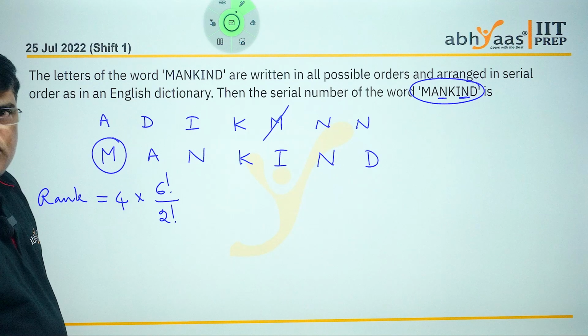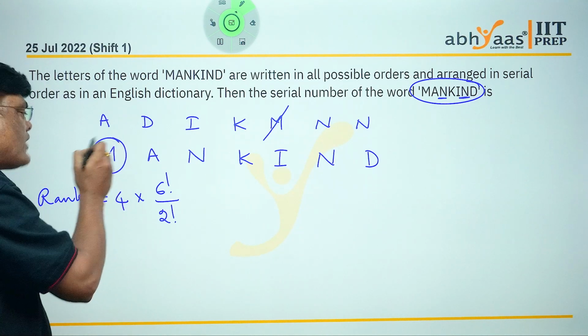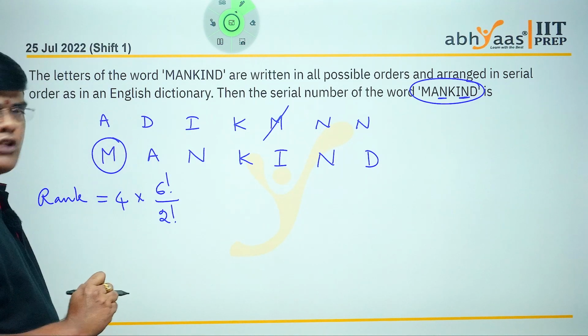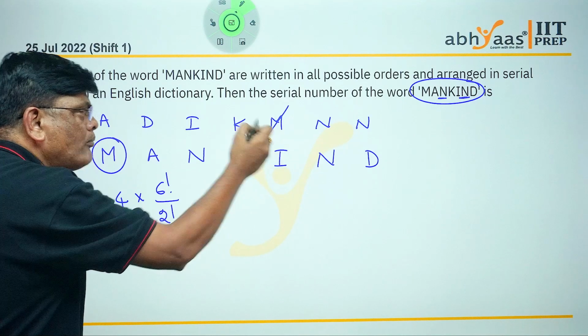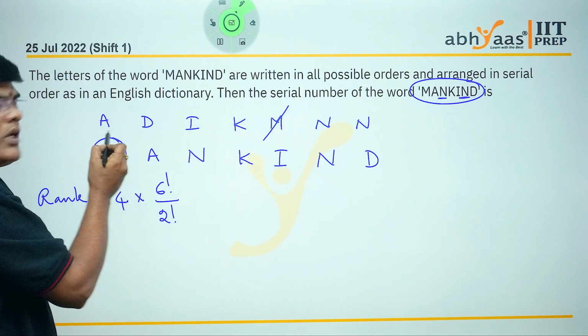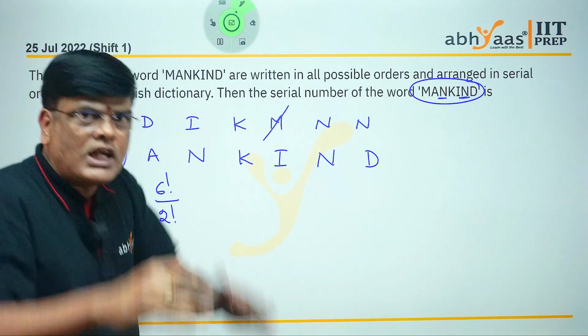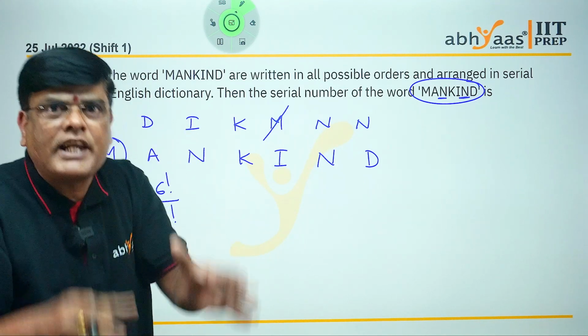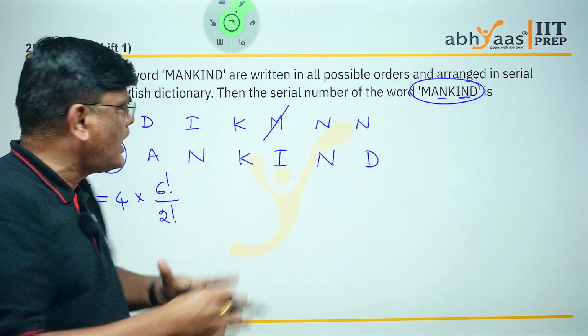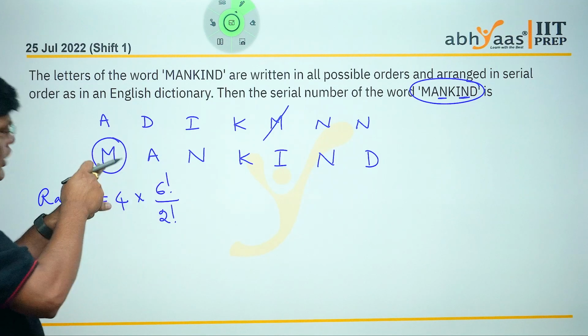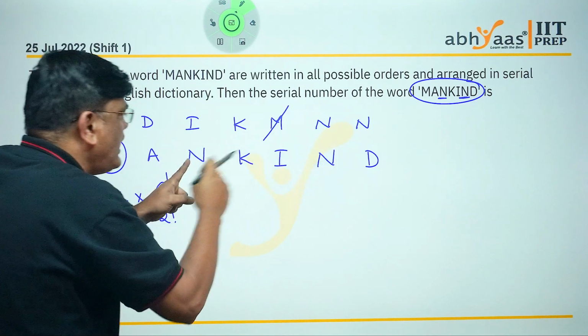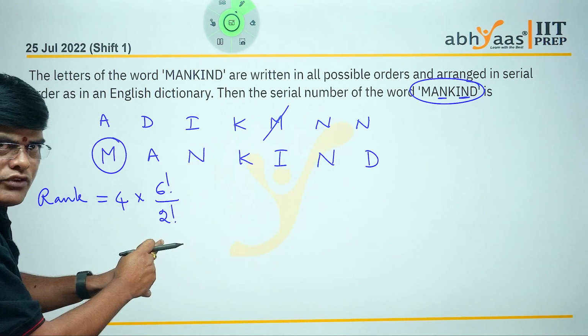Okay, students, understood? I am repeating once again. First I am circling the letter M in the word and cancelling the letter M. Before M 4 letters are there, and here the remaining letters are 6. So 6 factorial. In those 6 letters, is any letter repeated? That we have to observe, including this. So if you observe, N is repeated twice. That is why 2 factorial.